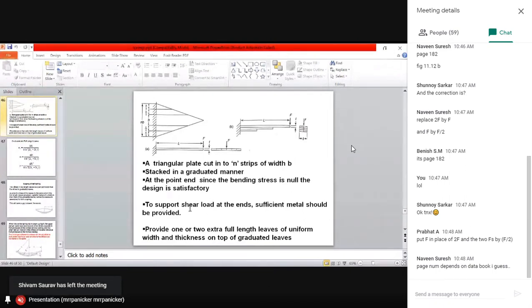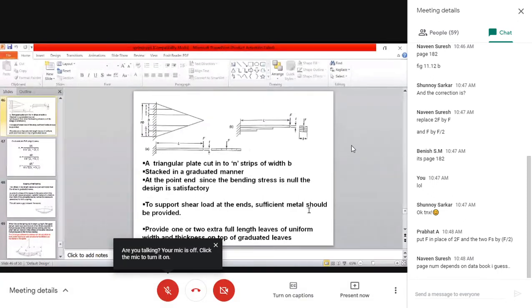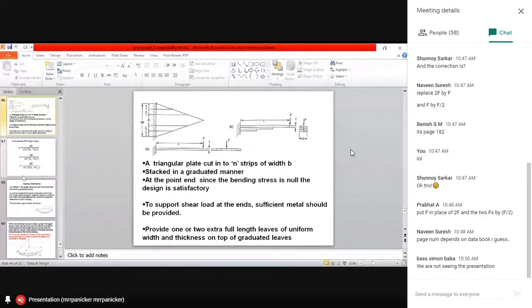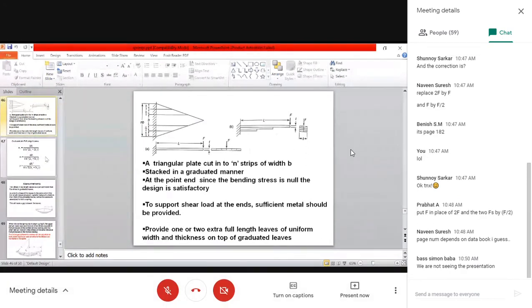To support the shear load at the end, sufficient metal should be provided. So considering the shear load, one or two extra full length leaves of uniform width and thickness are placed on top of the graduated leaves, just below the master leaf. The longest leaf is the master leaf.